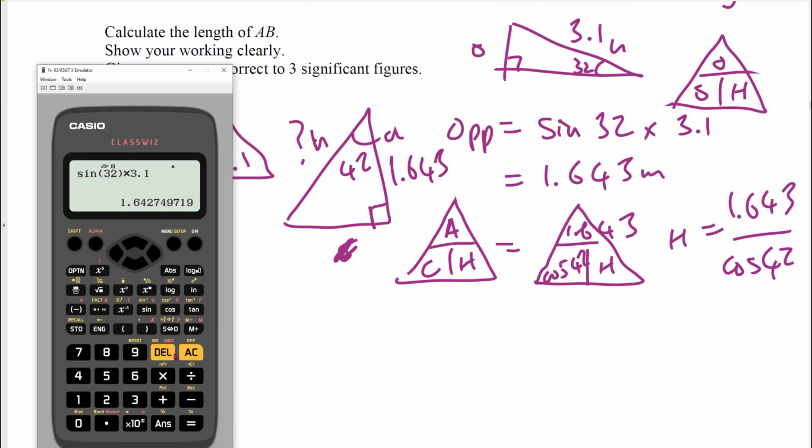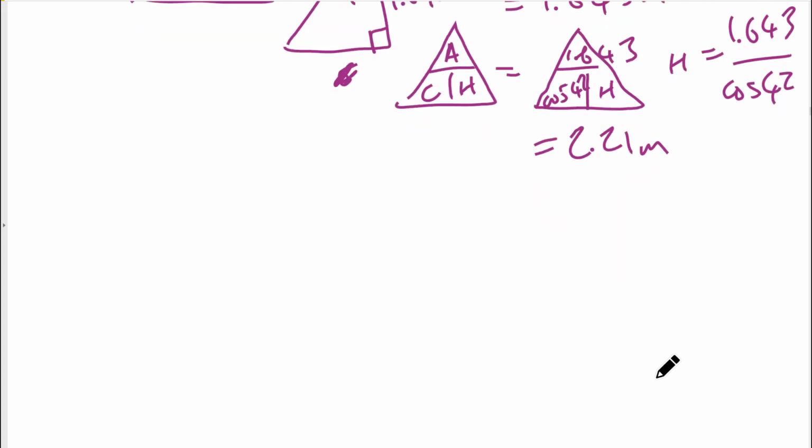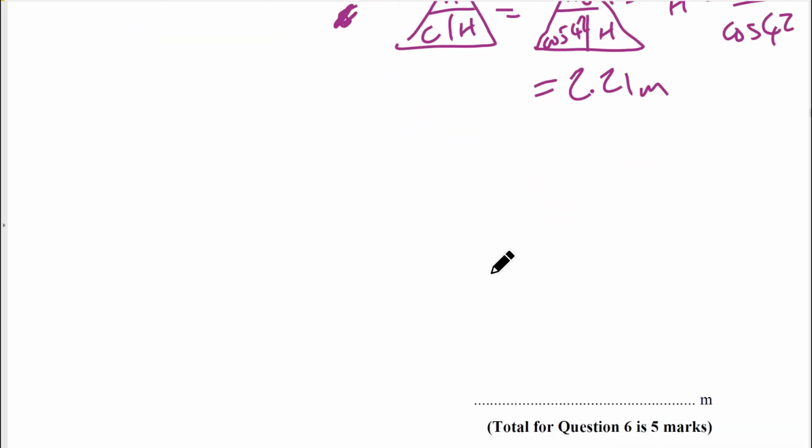Use your calculator. 1.643 divided by cos 42 is 2.21, and that is to three significant figures. That's 2.21 meters. So let's just write that where they want us to write it.